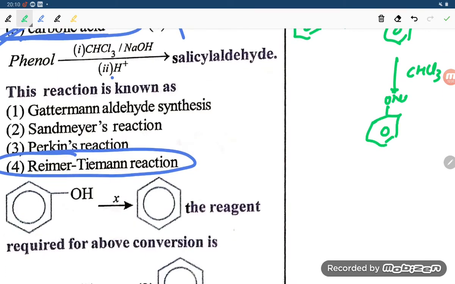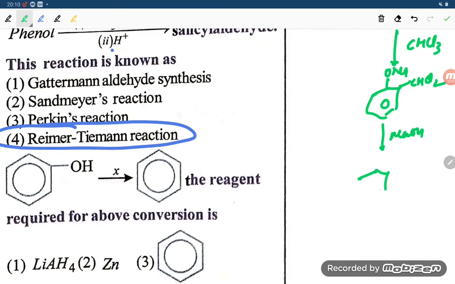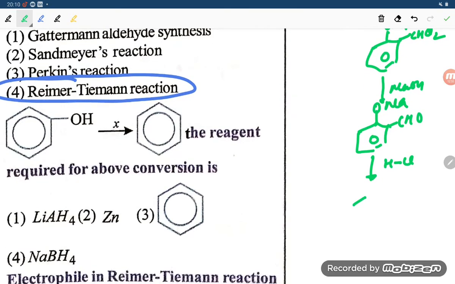Here ONa is there. This will give CHCl2. And this compound, when you are treating with NaOH again, will give CHO here, and ONa will be there. And this ONa again on reaction with HCl will give salicylaldehyde. Here is OH and here is the CHO. So this is known as salicylaldehyde.